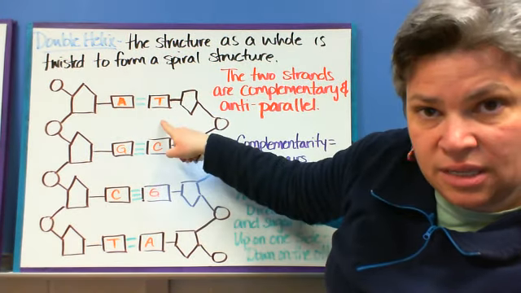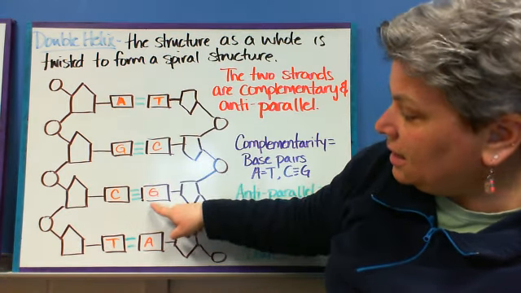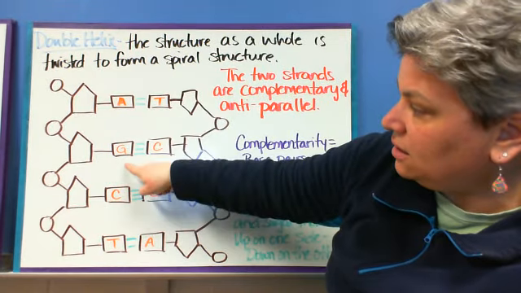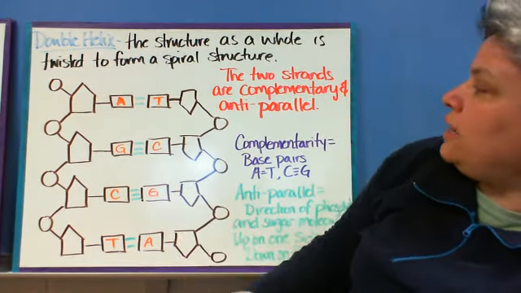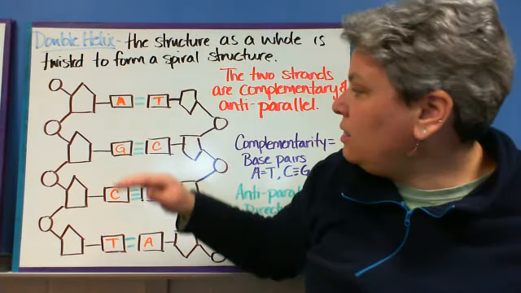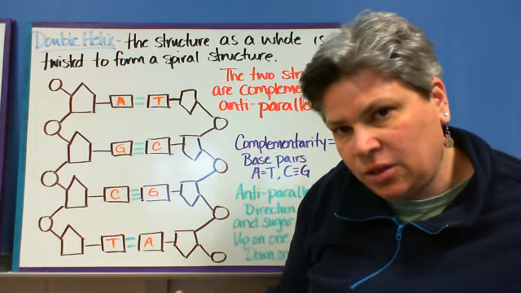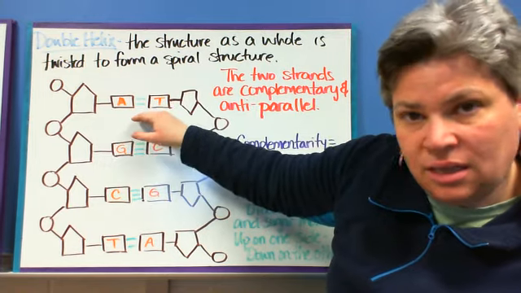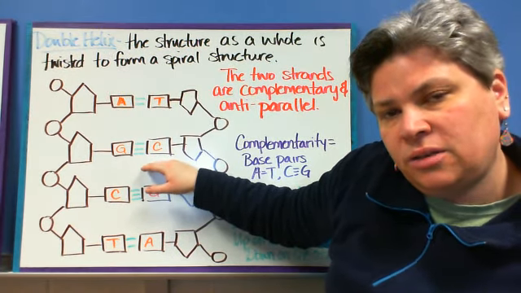A is always with T, C is always with G. And again, it doesn't matter if it's TA, AT, GC, or CG. The two strands are complementary and anti-parallel. So within this picture, what shows the complementarity of the molecule? And that goes back to A with T, G with C. So the complementarity is in the base pairs.